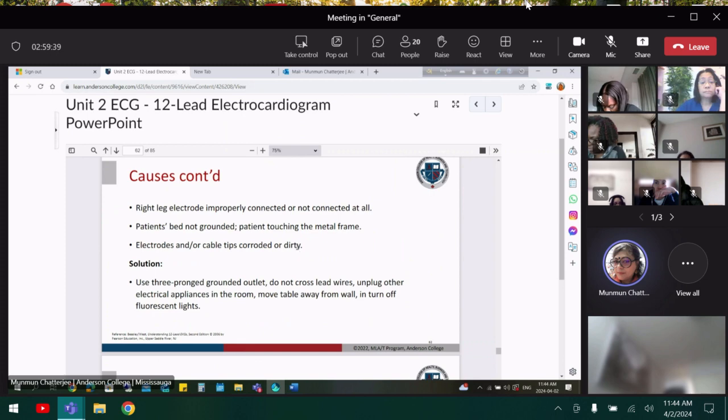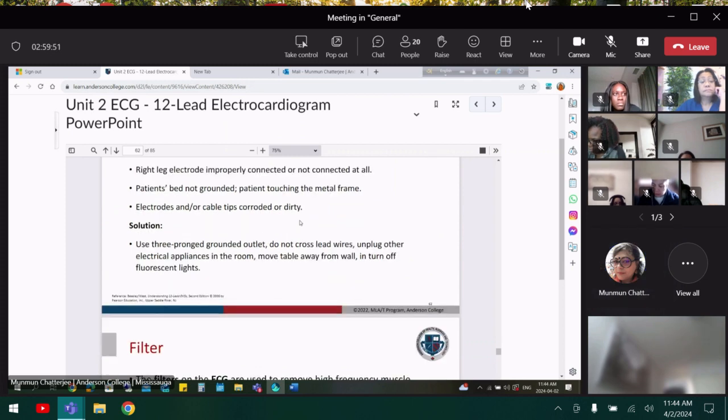Causes continued. One is the ground electrode. We use the right leg. So the right leg electrode is improperly connected or not connected at all. The patient's bed, the patient touching the metal frame. If the patient is lying on a metal bed, it's going to give a problem. Electrodes and cables that are tipped, corroded or dirty. If it's dirty, not dry, just dirty. For example, if by chance the electrode drops on the floor, and you pick it up and give it to the patient.